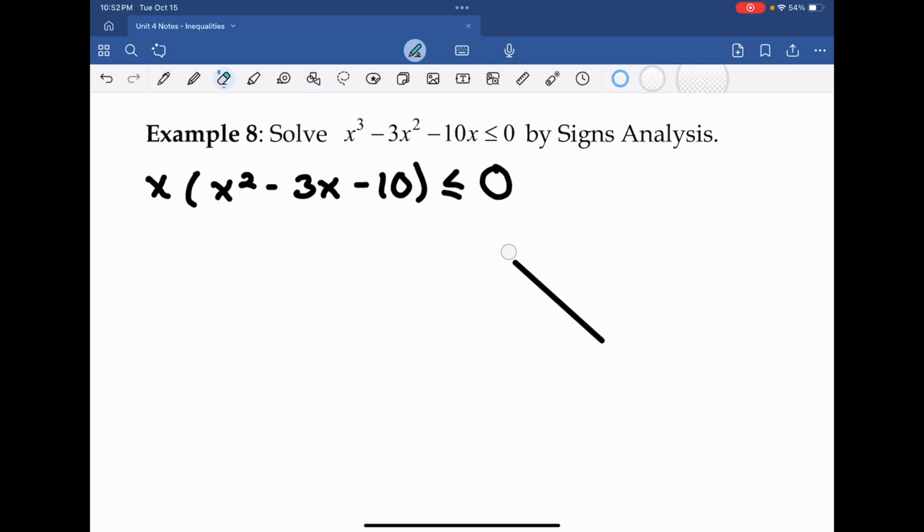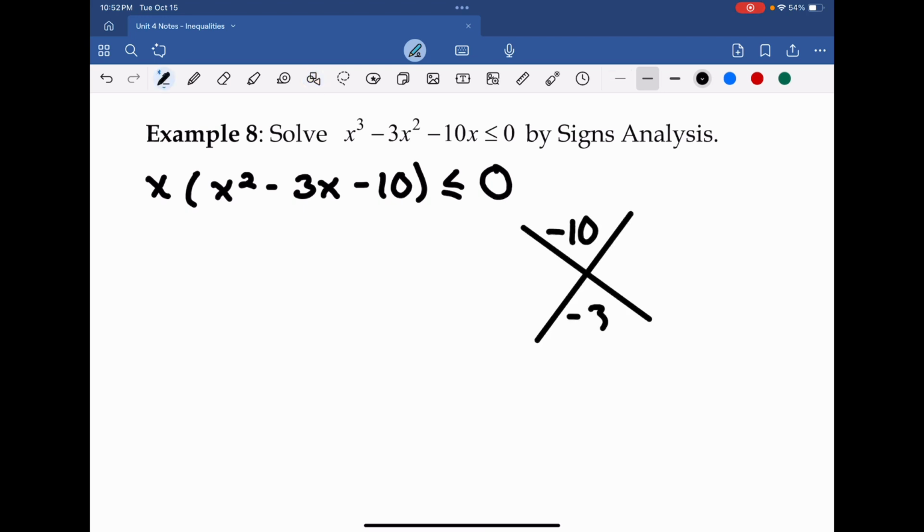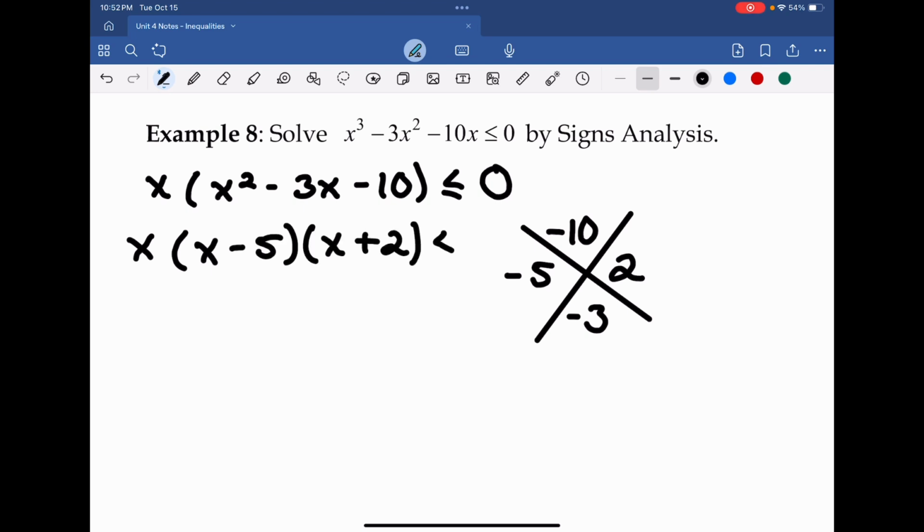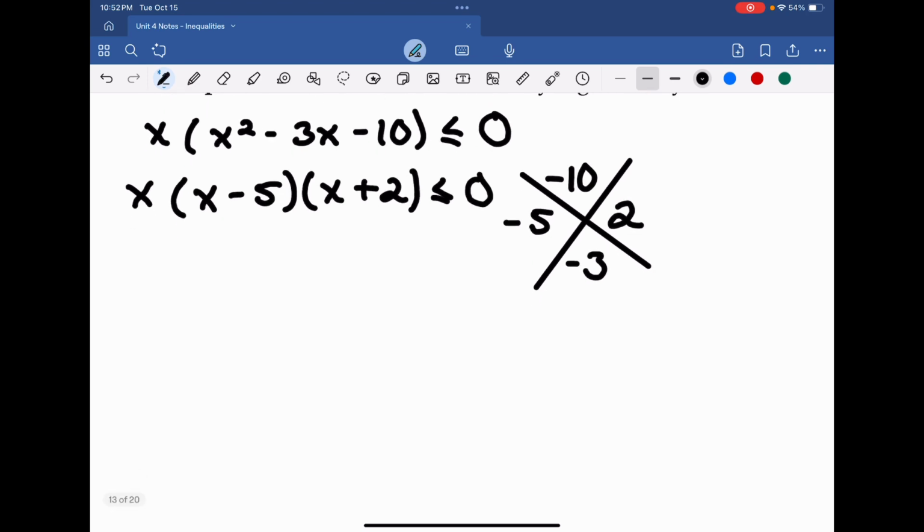Off on the side here, I'm just going to create that x that we can use. So we're going to create our x and say it multiplies to make -10, adds to make -3. The values are -5 and 2. Now plugging that in, because we can use inspection, it's x times (x minus 5) times (x plus 2) is less than or equal to 0. From here, we would know our x-intercepts are going to be the following. x is equal to 0, x is equal to 5, x is equal to -2. These are all the x-intercepts.